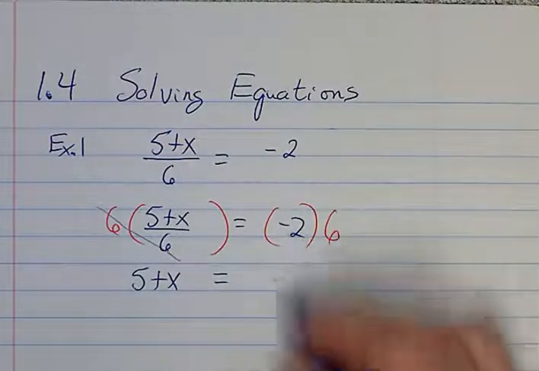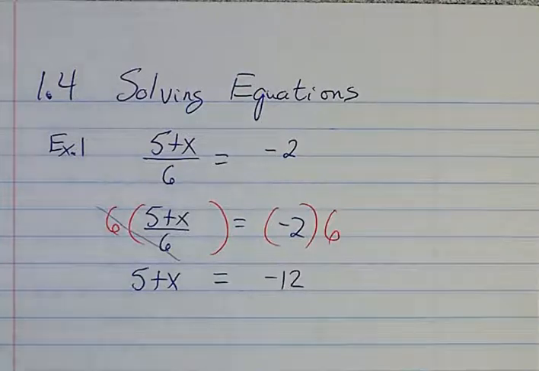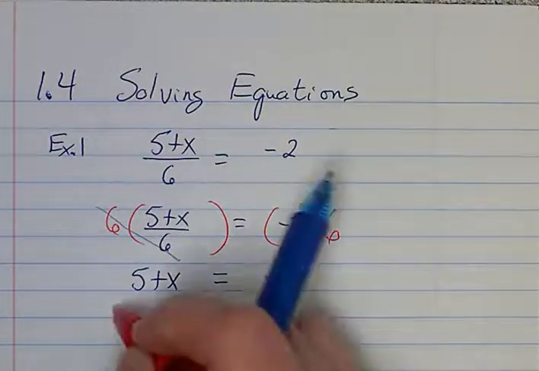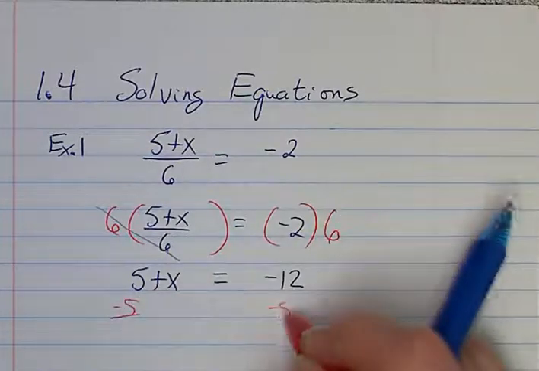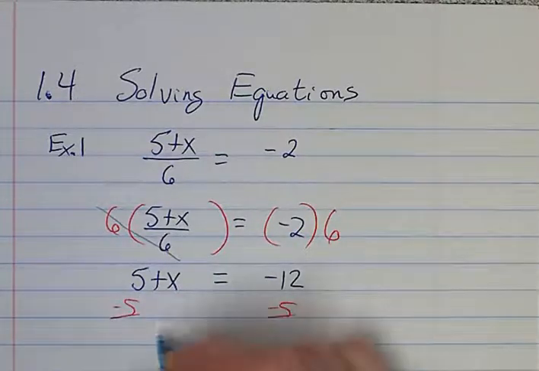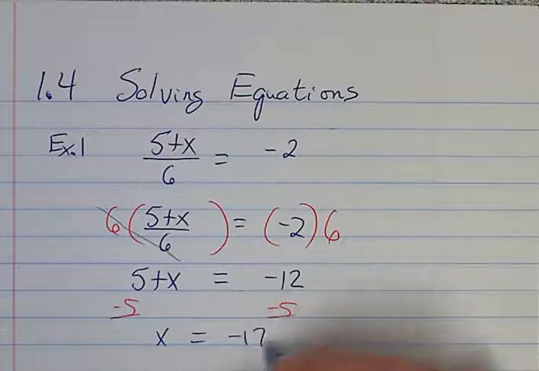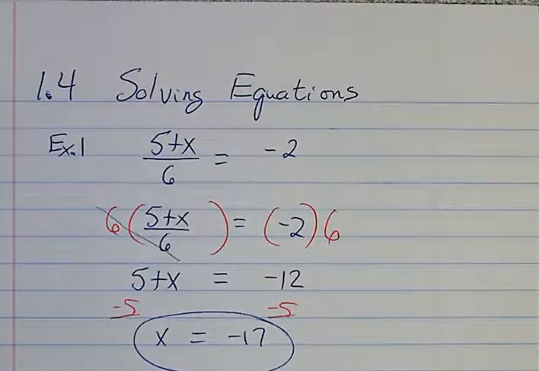And if you do negative 2 times 6, well, that's just negative 12. Now you're back to just a one-step equation to solve to get the answer that you're looking for. You've got 5 plus x, so we've got to get rid of the 5. So let's subtract 5 off both sides. So x will wind up being negative 17.